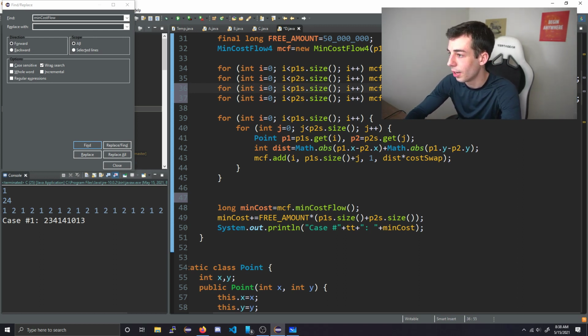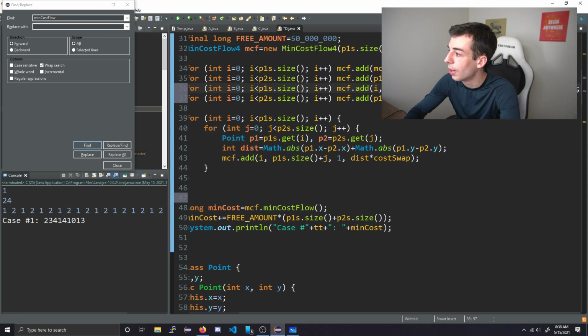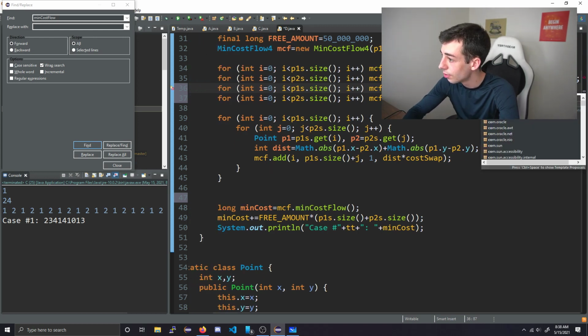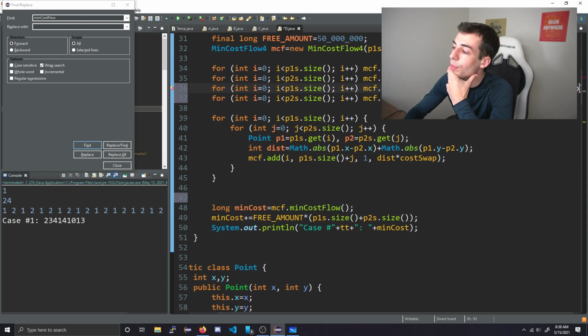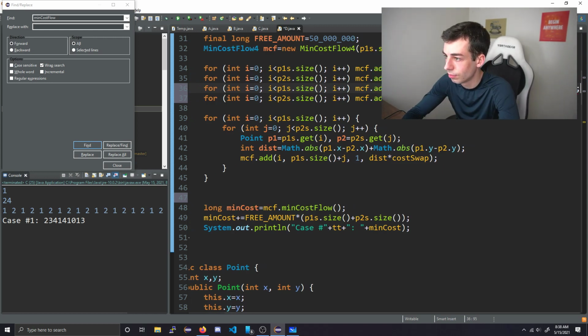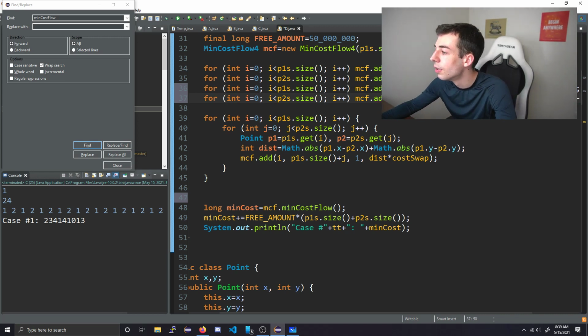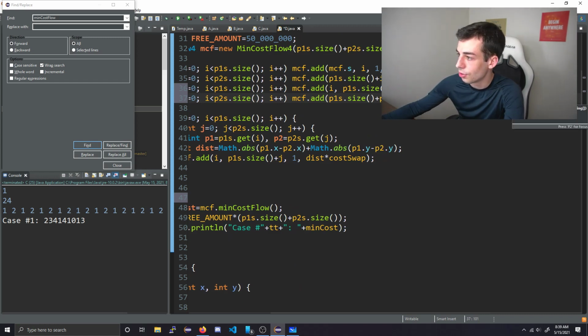So we go from I to p1's dot size plus p2's dot size plus 1. Cap is 1. The amount is cost of a flip. Okay. And then we go from this thing to this. This is also cost flip.